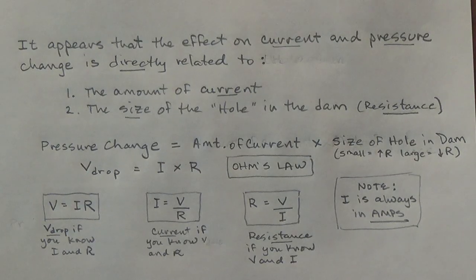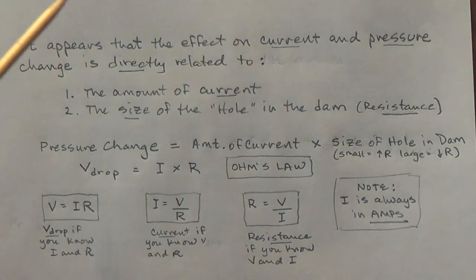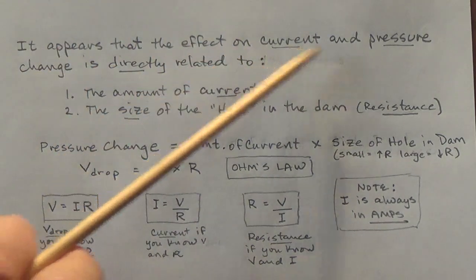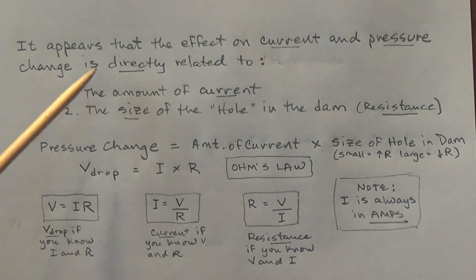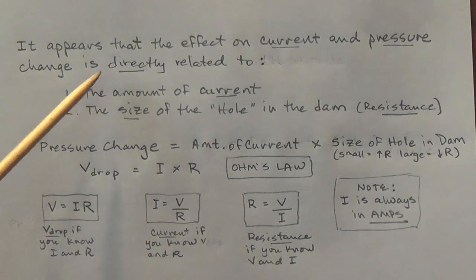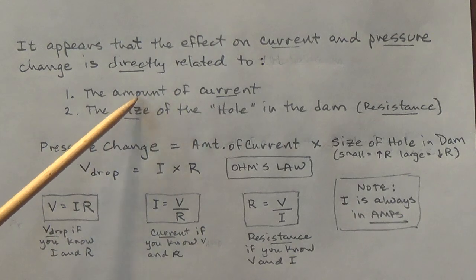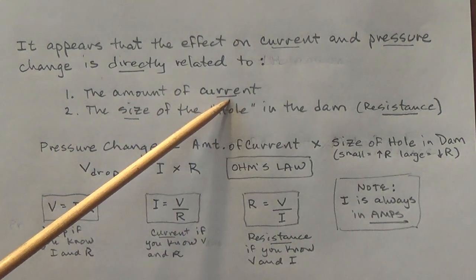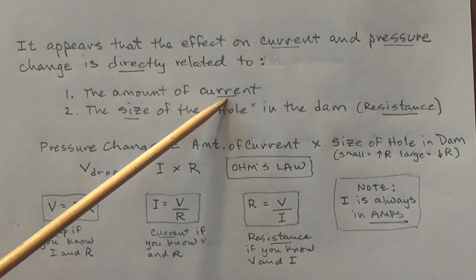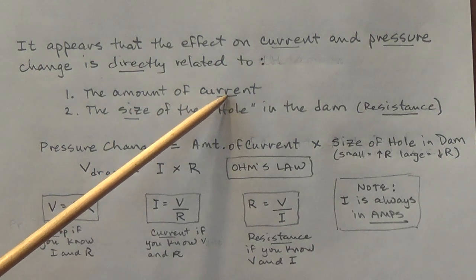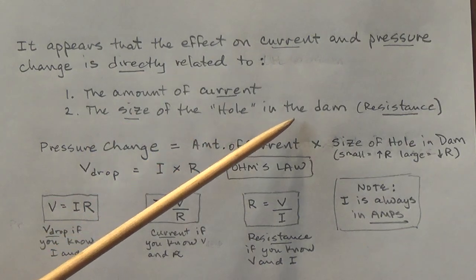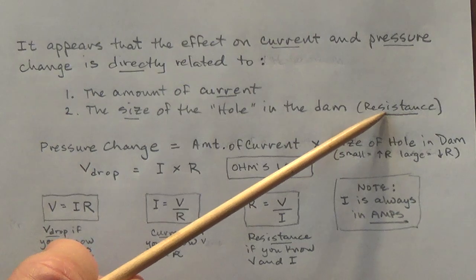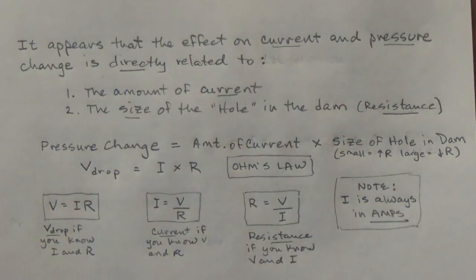So based on what we've just seen, I think we can say that the effect on current and pressure change that we will see both in a river with a dam or in an electrical circuit with a resistor is directly related to the amount of current that's flowing in the river, or the number of electrons or electrical current that's flowing in the wire, and secondly, the size of the hole that we make in the dam, or the amount of resistance that we place in that wire.